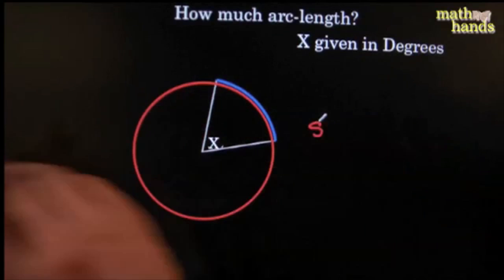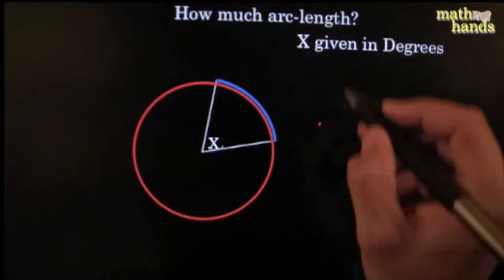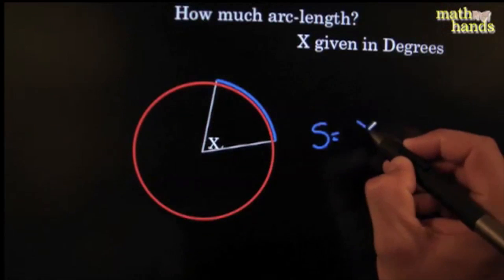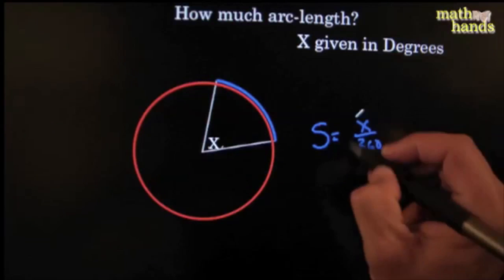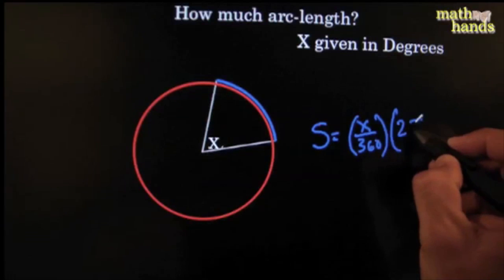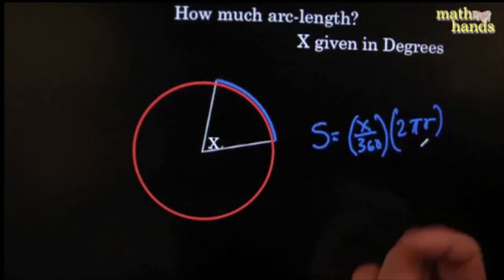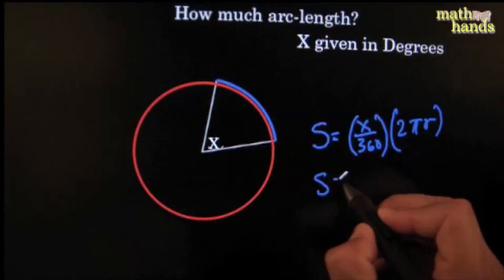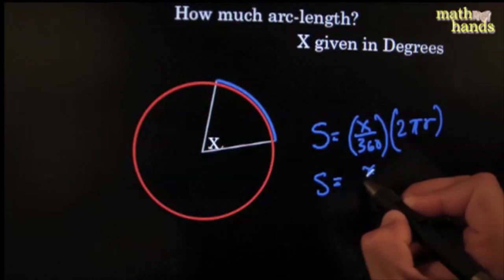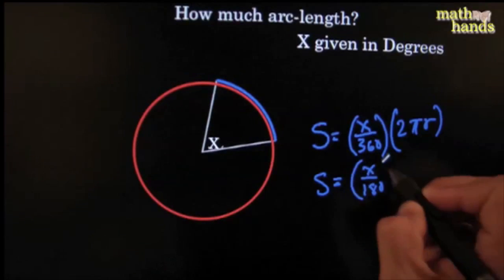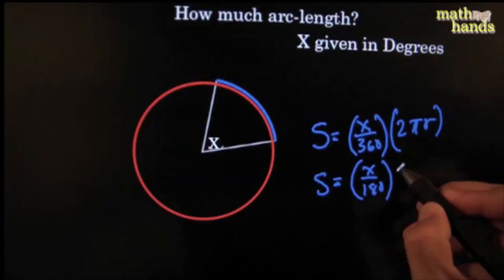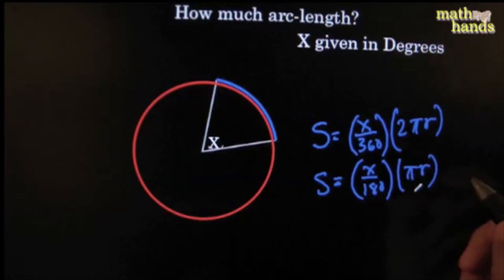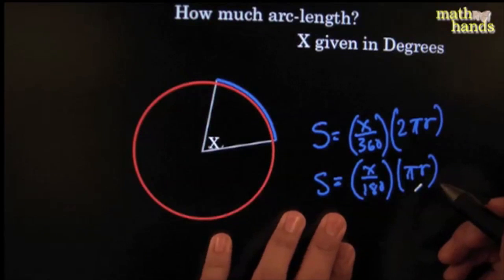The arc length would be given by x out of 360 times 2 pi r. You see, it doesn't clean up as nicely. You could clean it up maybe a little bit. The 2 cancels that, you get x out of 180, but you still got pi r there. That's about as clean as it'll get.